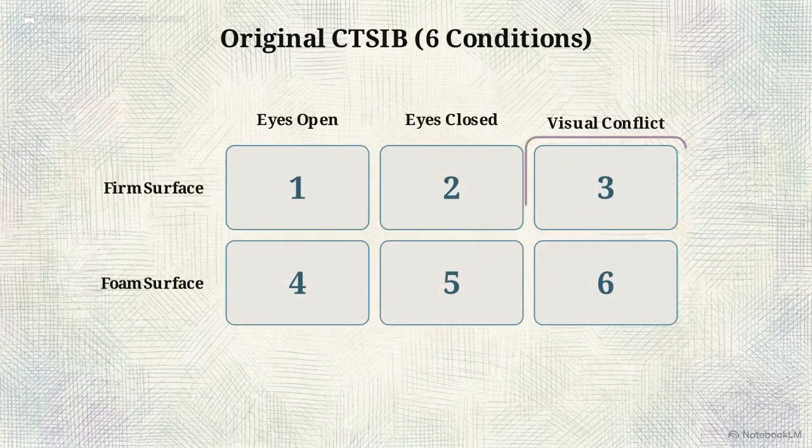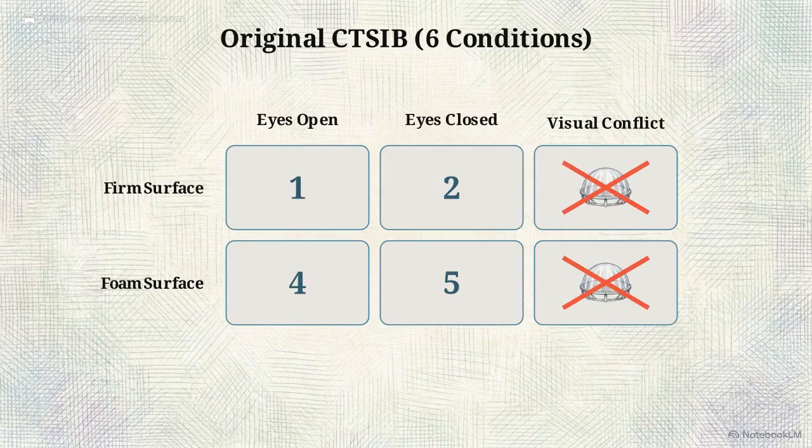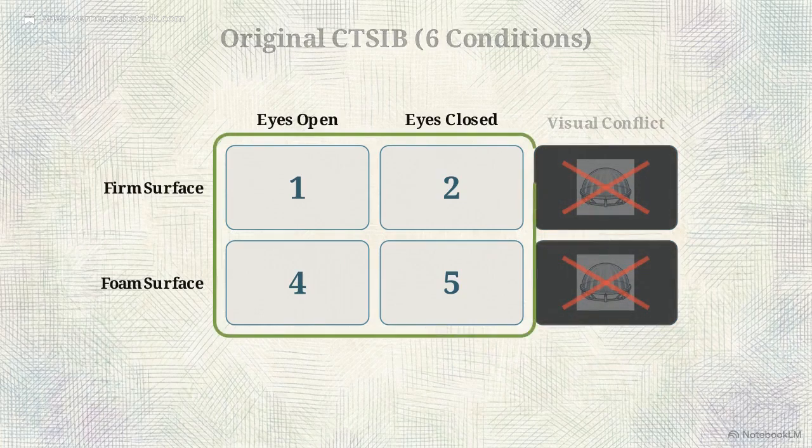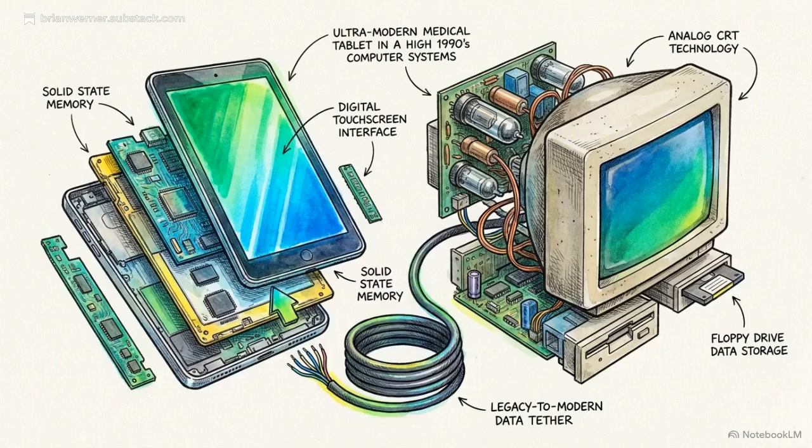In the early 90s, the tool used to create visual conflict, a low-tech visual dome, failed to produce true postural torque. Because the specific tool was ineffective, the industry abandoned the test conditions entirely instead of improving the technology. Modern clinics now use a permanent diagnostic standard based on a 30-year-old hardware limitation.